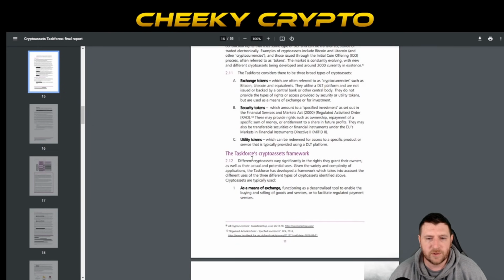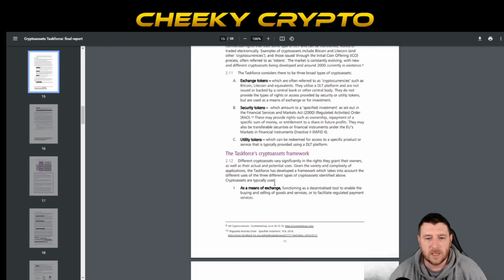Okay, the Task Force Crypto Assets Framework. Different crypto assets vary significantly in the rights they give their owners, as well as their actual and potential use. Given the variety and complexity of applications, the task force has developed a framework which takes into account the different uses of these three different types of crypto assets identified above.